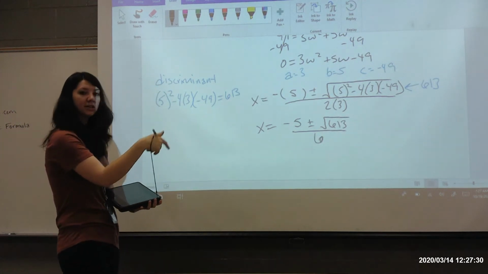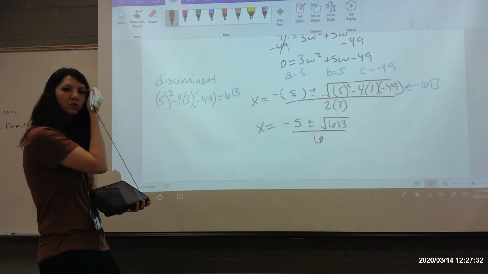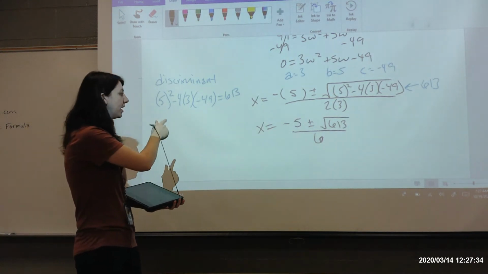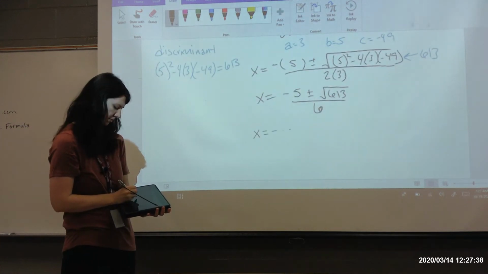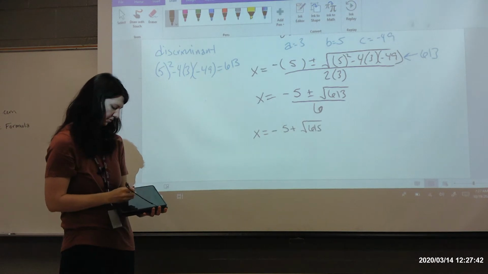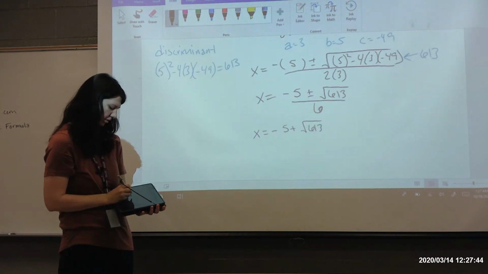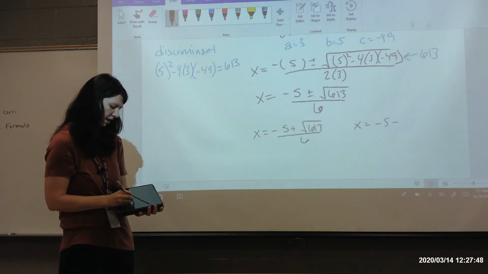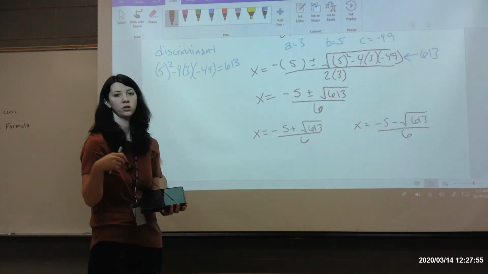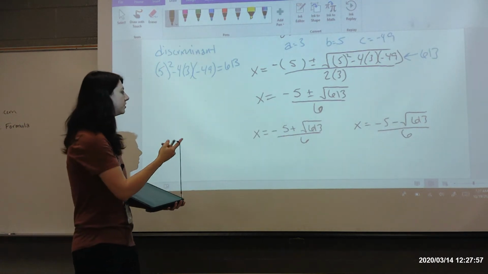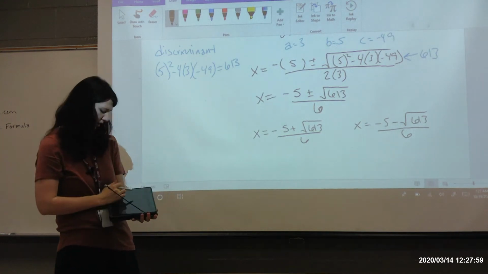Let's get our two answers and figure out which one makes sense to solve our problem. So we have negative 5 plus the square root of 613, then divided by 6. And then negative 5 minus the square root of 613 divided by 6. And I'm just going to use my calculator on Desmos to do that. You can use your graphing calculator if you'd like.